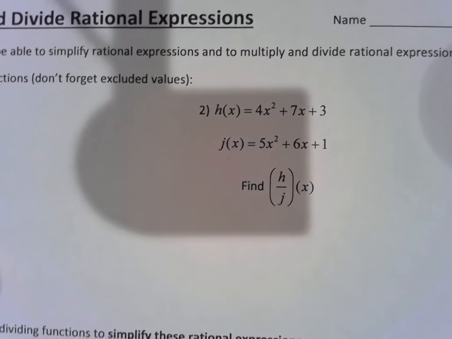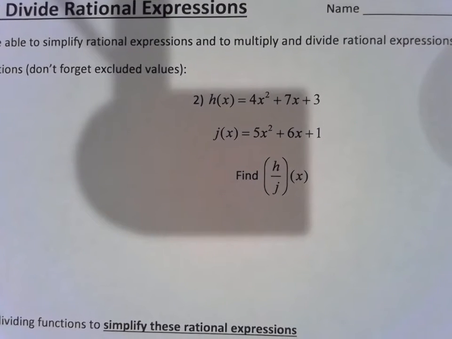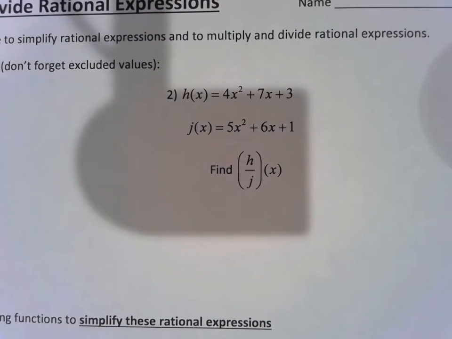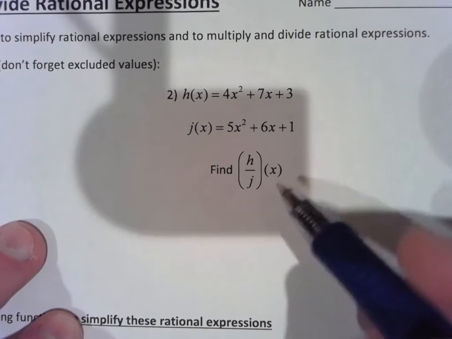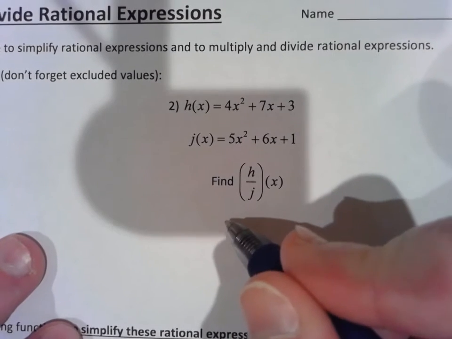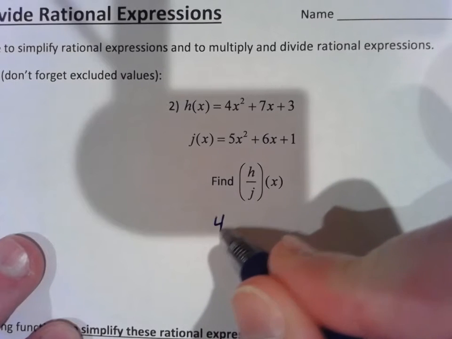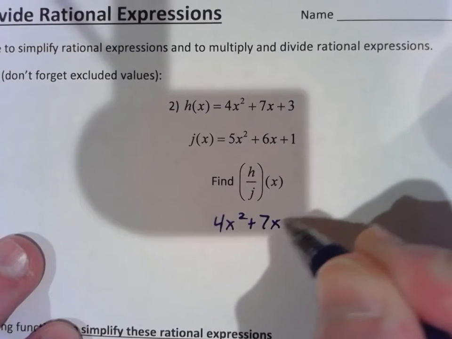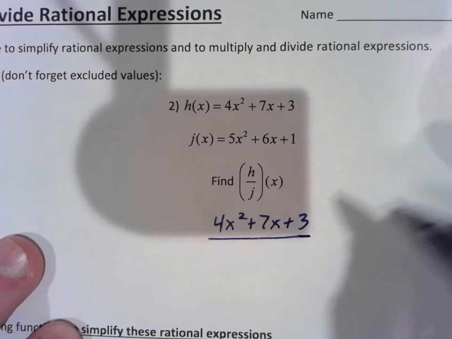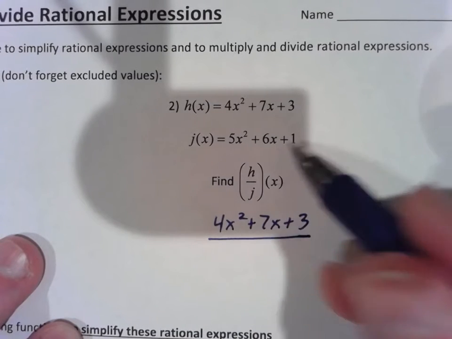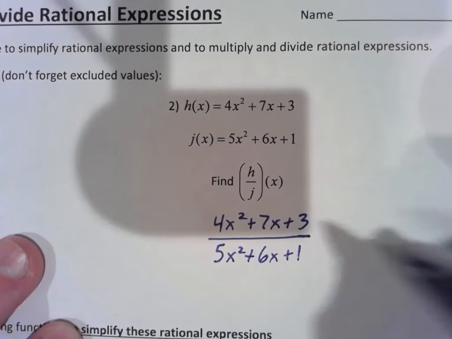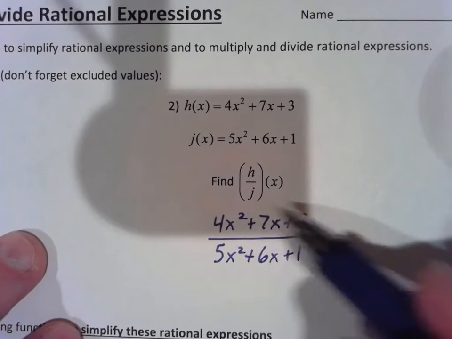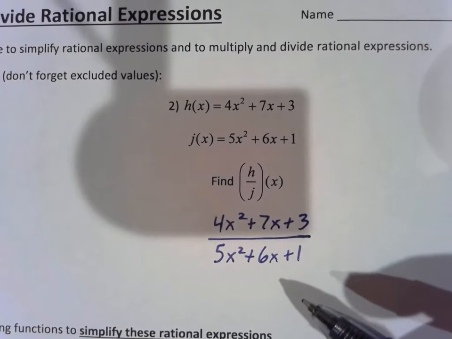But in case you did not do problems 2 and 4, let's run through 2 just as a reminder, and then we'll talk through how to start number 4. So in number 2, this is where we divided functions like we had in the previous unit. h of x was on top, which is 4x squared plus 7x plus 3, and j of x is on bottom, so we're dividing by 5x squared plus 6x plus 1. In order to simplify this expression, we need to factor both the top and the bottom.